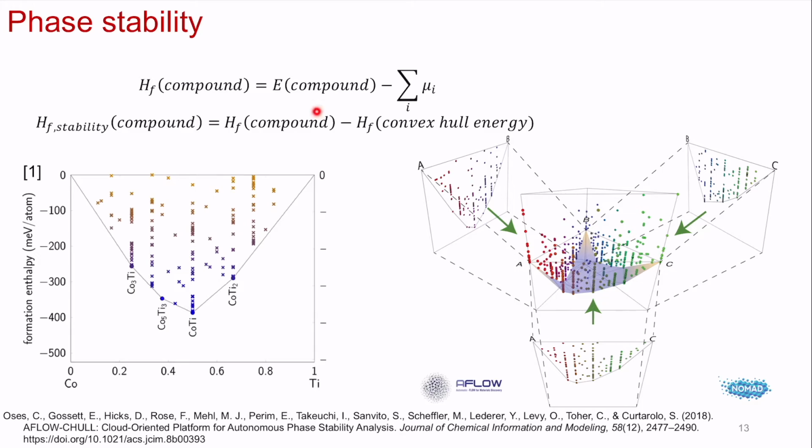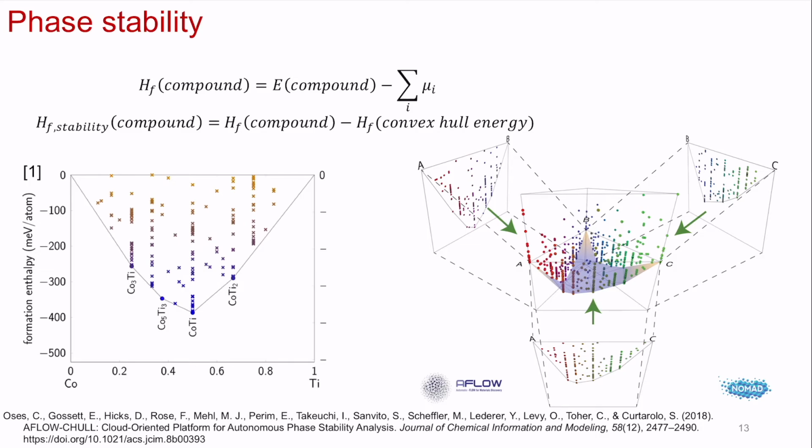Now, when we look at phase stability, we can measure the total energy of the compound minus the elemental species, the summation of the chemical potentials, which is basically the total energy of each of the elements. And we can say, okay, well, how stable is this formation energy? That difference between the compound and the energy of the convex hull will tell you the phase stability. The higher off of the convex hull, the less stable.